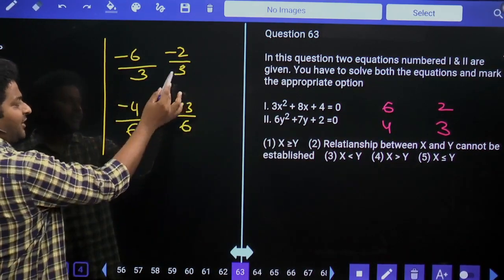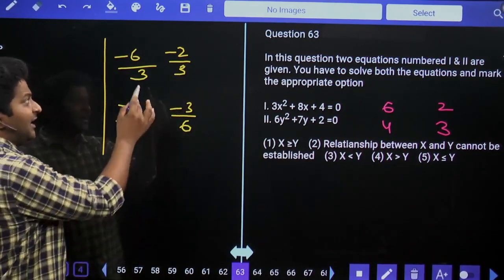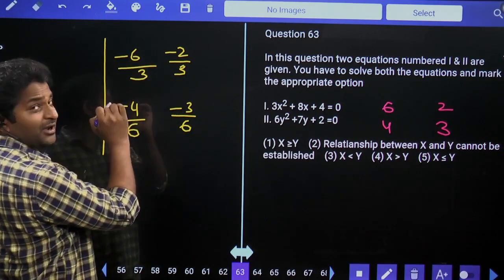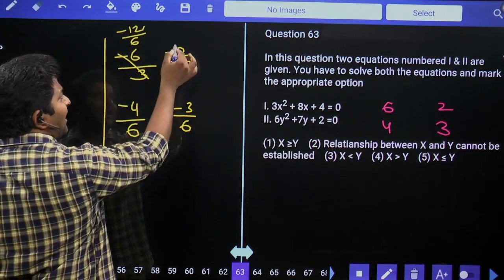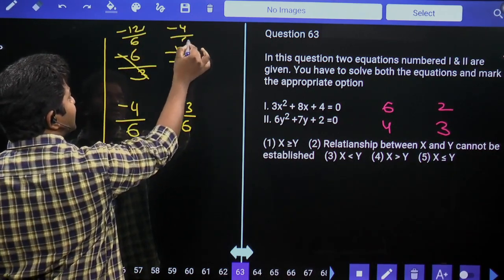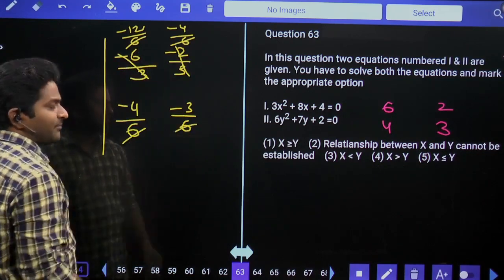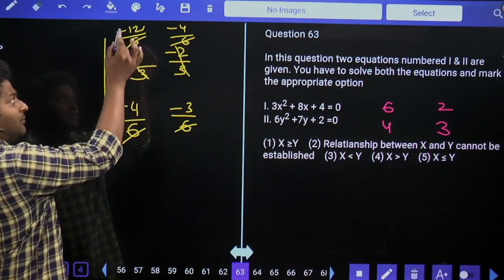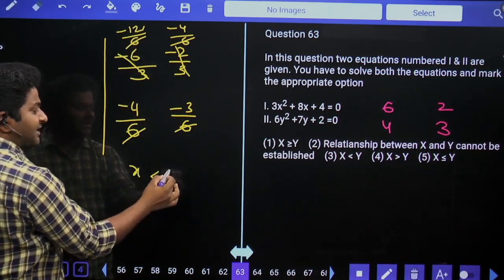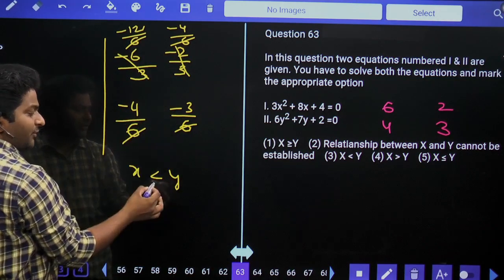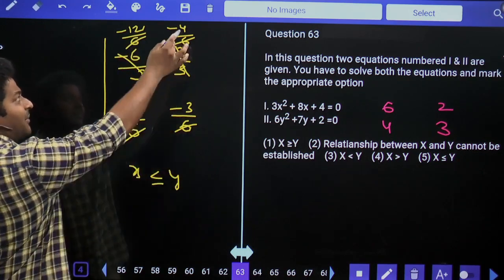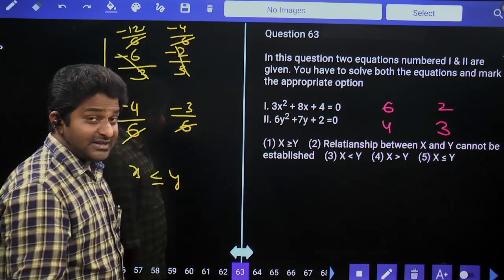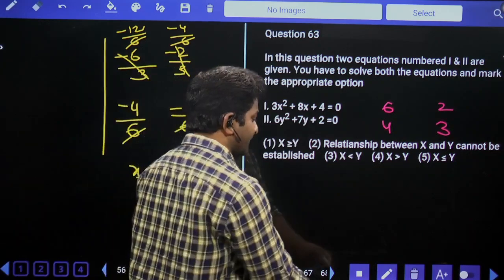So here we have 3 and here the denominator is 6. Let's multiply both numerator and denominator with 2. Then it is minus 12 by 6 and it is minus 4 by 6. Everywhere denominators are the same, forget about it. Minus 12 minus 4, x less than y. Minus 4 minus 4, x equal to y. Minus 12 minus 3, x less. Minus 4 minus 3, x less. x less than or equal to y is our final answer.